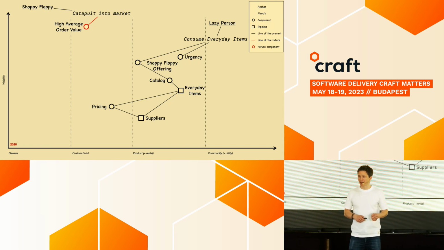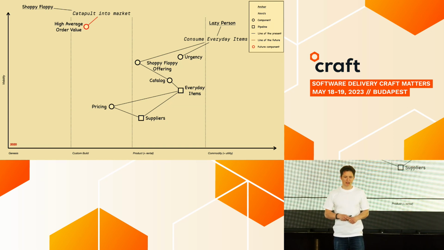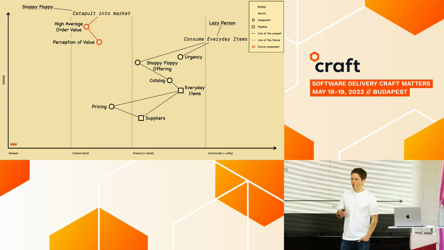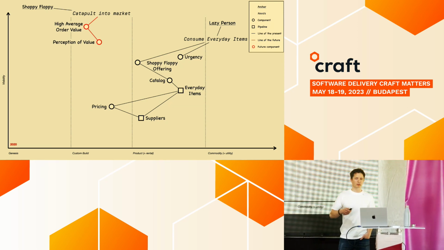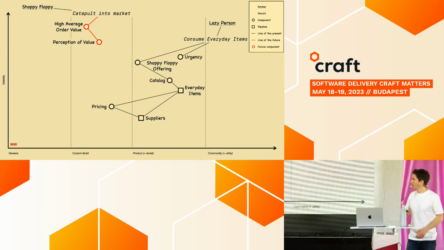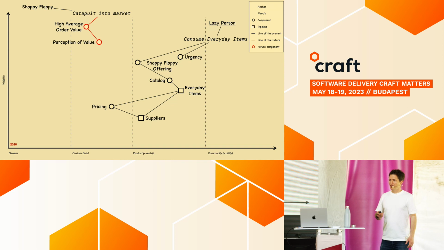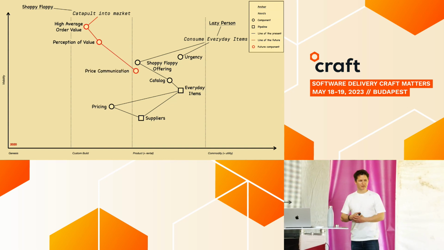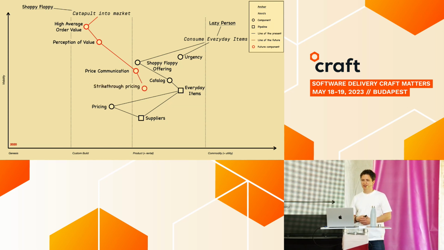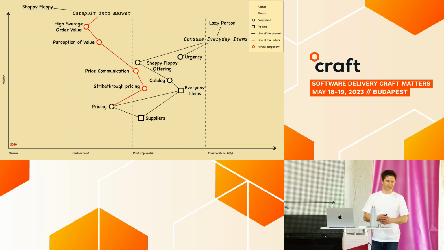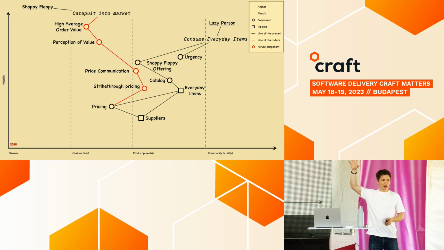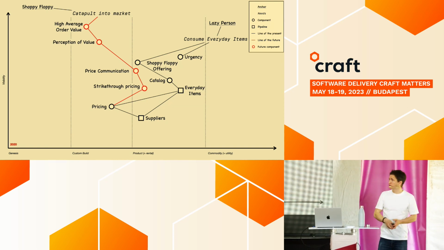So a key result that we think here will drive our adoption in the market is a high average order value. And now below that, I have a hypothesis, right? We think that we need to drive the perception of value up so that people feel that they're getting the most value for their money. And one of the ways we want to achieve that is by improving price communication, and specifically by introducing strike-through pricing.